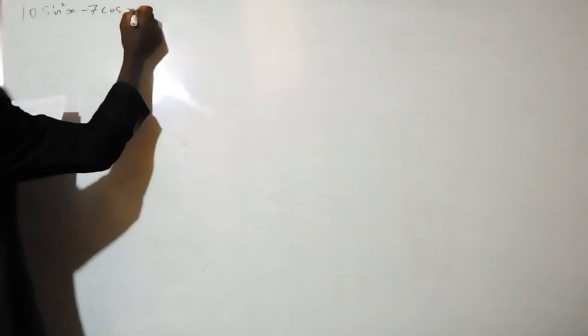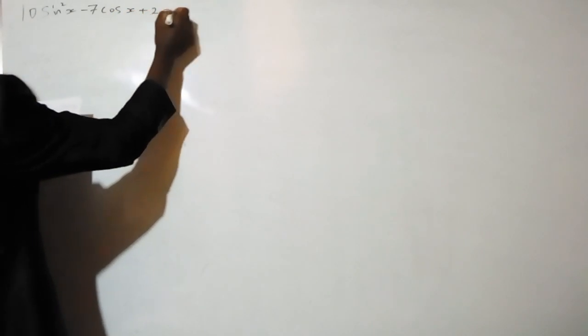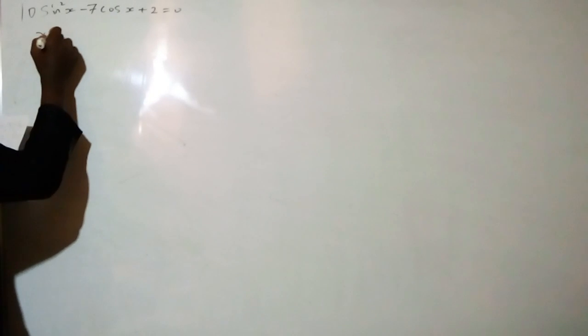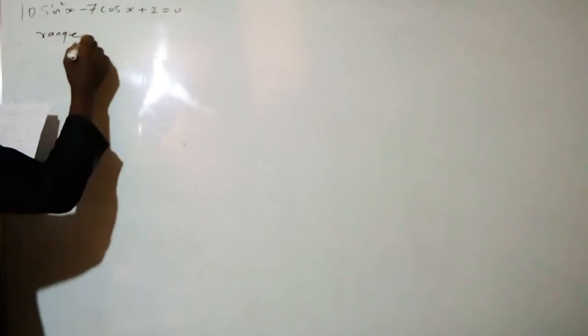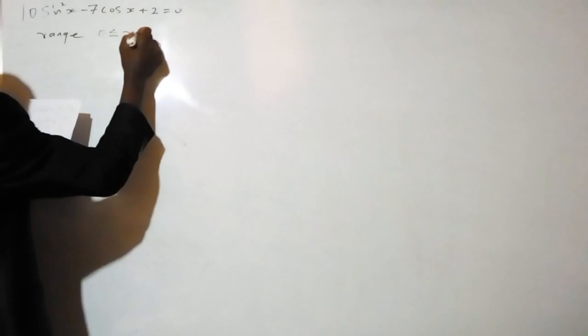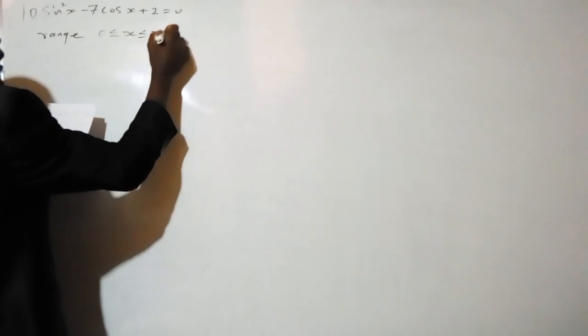Trigonometry. 10 sine squared x minus 7 cos x plus 2 is equal to 0. You've been told to solve and give your value in the range 0 less than or equal to x less than or equal to 360. You are required to solve.